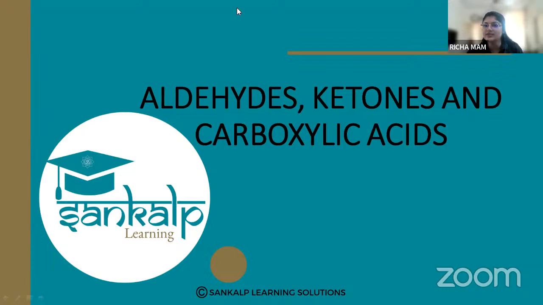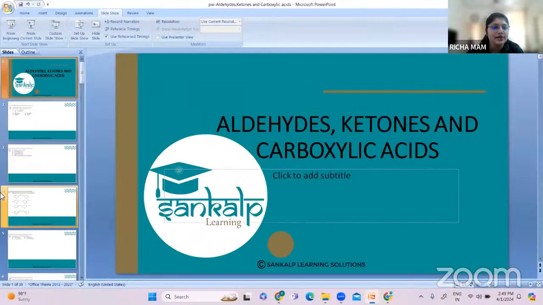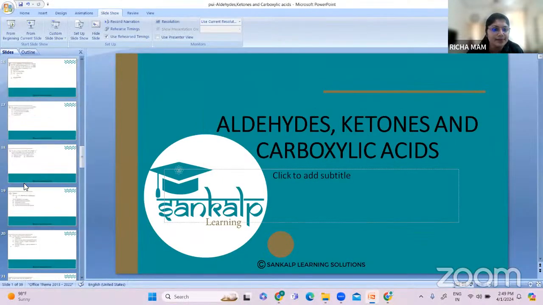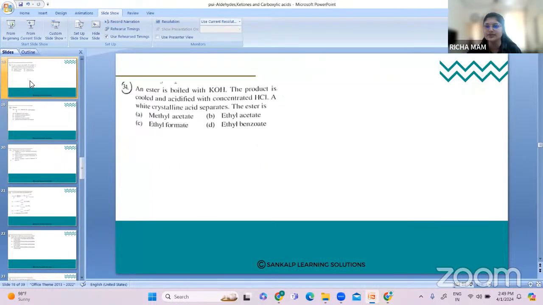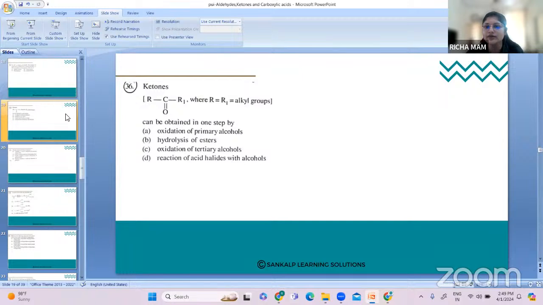So in the last class, we had started with aldehydes, ketones and carboxylic acids, right? We discussed some questions, 15 to 17 questions, so till here we completed yesterday. Today we are going to start with the remaining questions. The same chapter we are going to continue, that is aldehydes, ketones and carboxylic acids. Okay, so let us start.